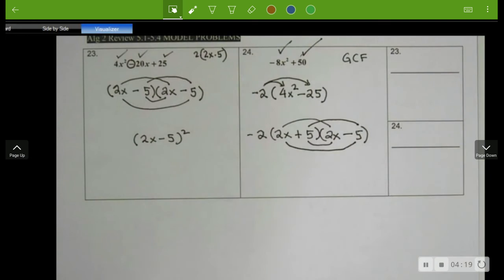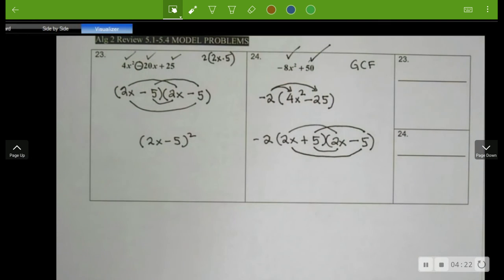So that concludes our review for Chapter 5, Sections 1, 2, 3, and 4. And hopefully you'll prepare yourself for this test by doing a good job on the companion document where you're doing your own problems.